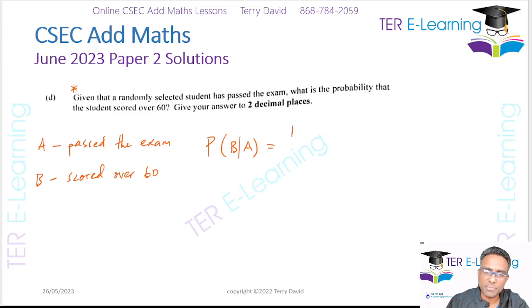So conditional probability, in this case, is going to be the probability of B intersect A, all over the probability of A. Given that they passed the exam, what we need to find now is the probability that the person passed and got over 60. Let's see how many students that is.